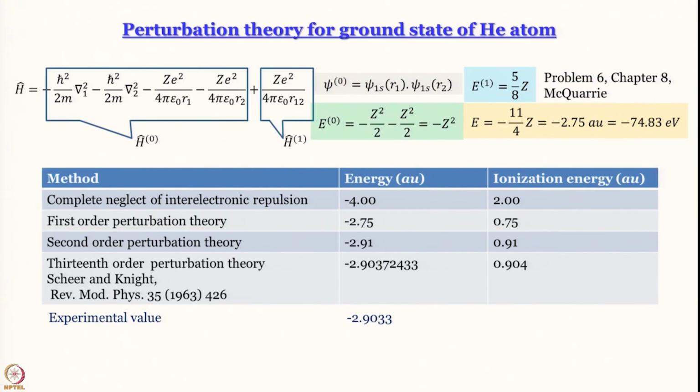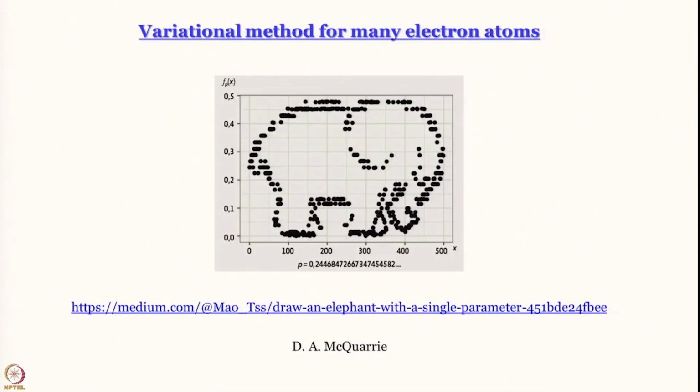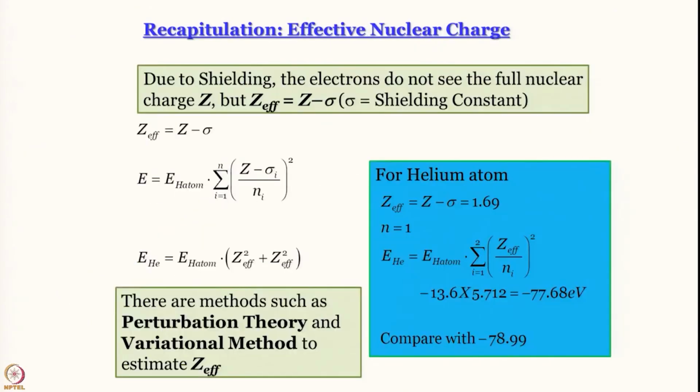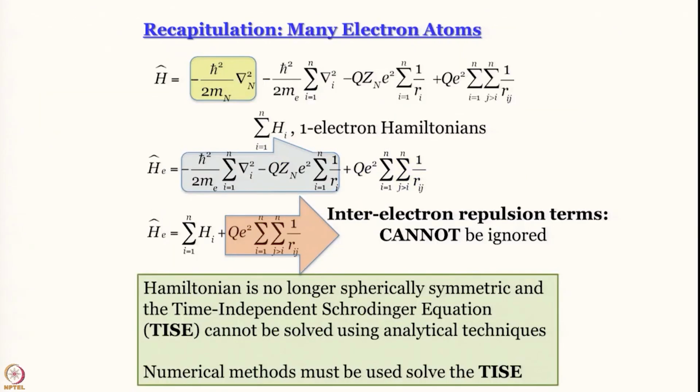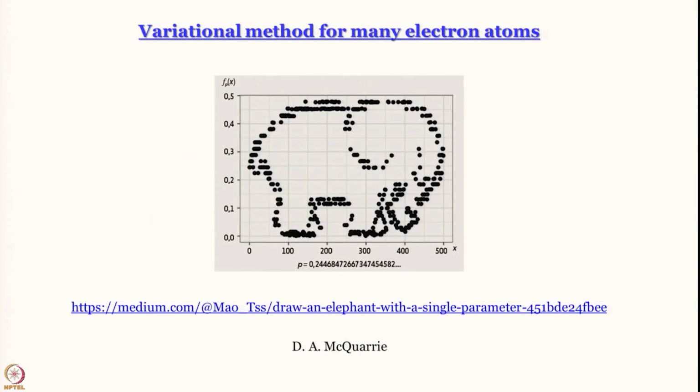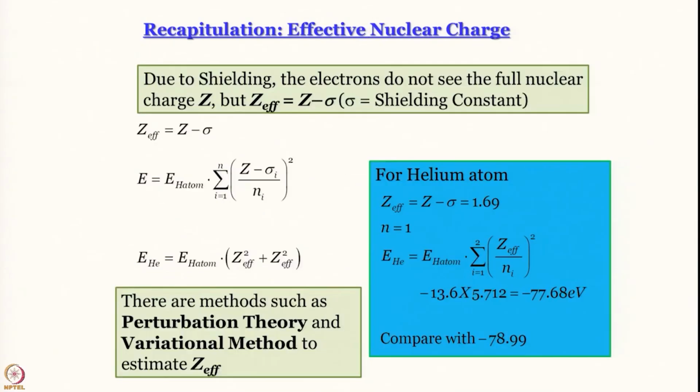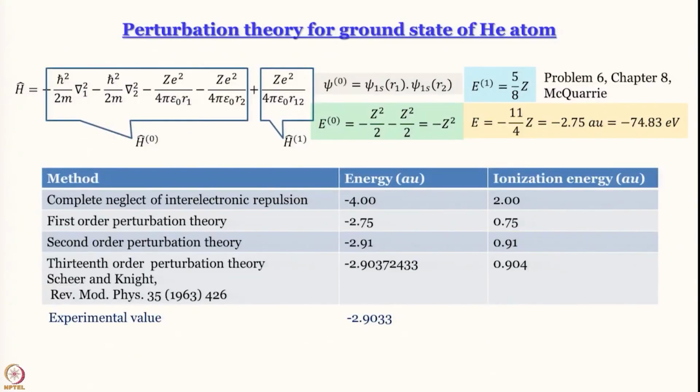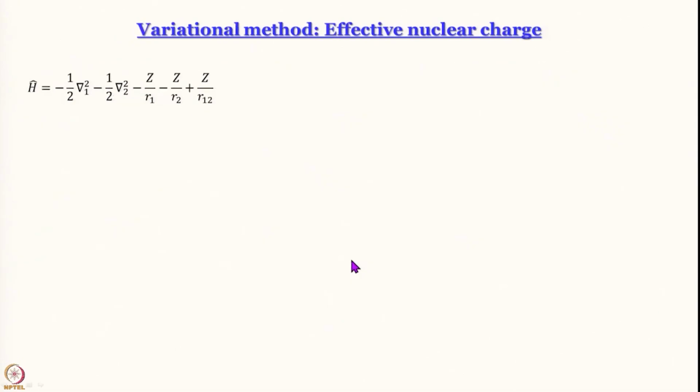Remember what was the value experimentally? Minus 78.99, is not it? So, that is where it is. We are not really there yet. And then we said that this is only first order correction. You can work on second order correction, higher order correction, and 13th order correction more or less gets close to the value. Okay. Today now we are going to talk about variational method for treating this many electron atom problem.